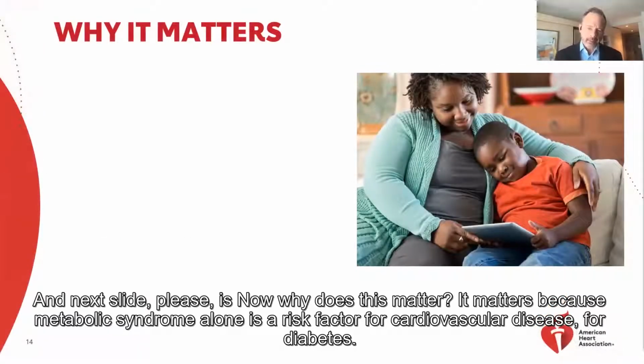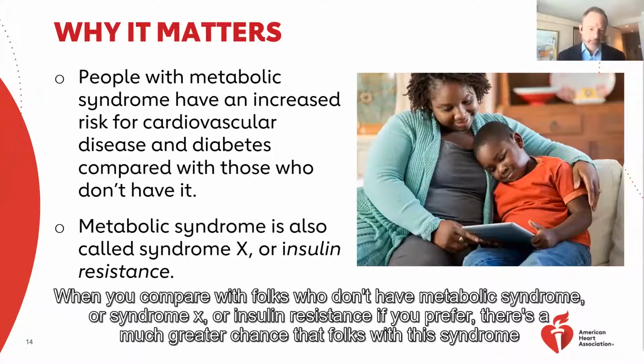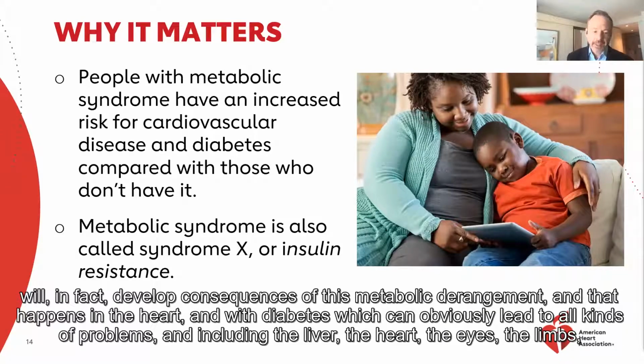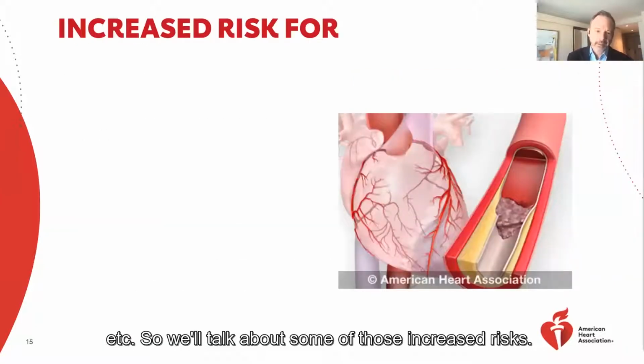Now, why does this matter? It matters because metabolic syndrome alone is a risk factor for cardiovascular disease, for diabetes. When you compare with folks who don't have metabolic syndrome or syndrome X or insulin resistance, if you prefer, there's a much greater chance that folks with this syndrome will in fact develop consequences of this metabolic derangement. And that happens in the heart and with diabetes, which can obviously lead to all kinds of problems, including the liver, the heart, the eyes, the limbs, etc. So we'll talk about some of those increased risks.